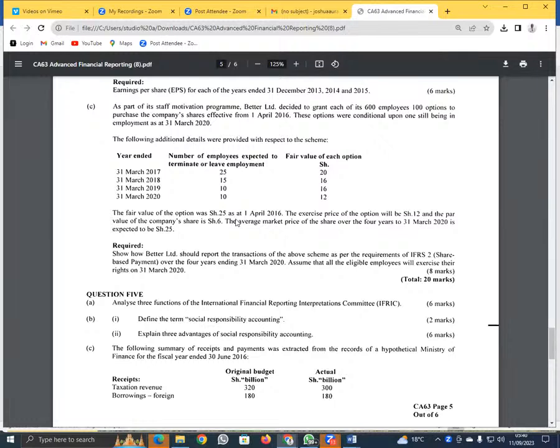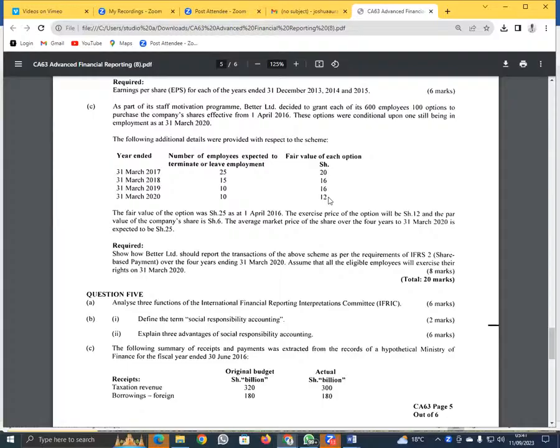So they're giving you a lot of numbers there to confuse you. But what I need to know is what type of share-based payment is this? Is it cash settled or equity settled? If I'm told that these employees will be given shares, or share options, at the end of the day, then I know that this is equity settled. And if it's equity settled, then I will stick with the fair value as at the grant date.